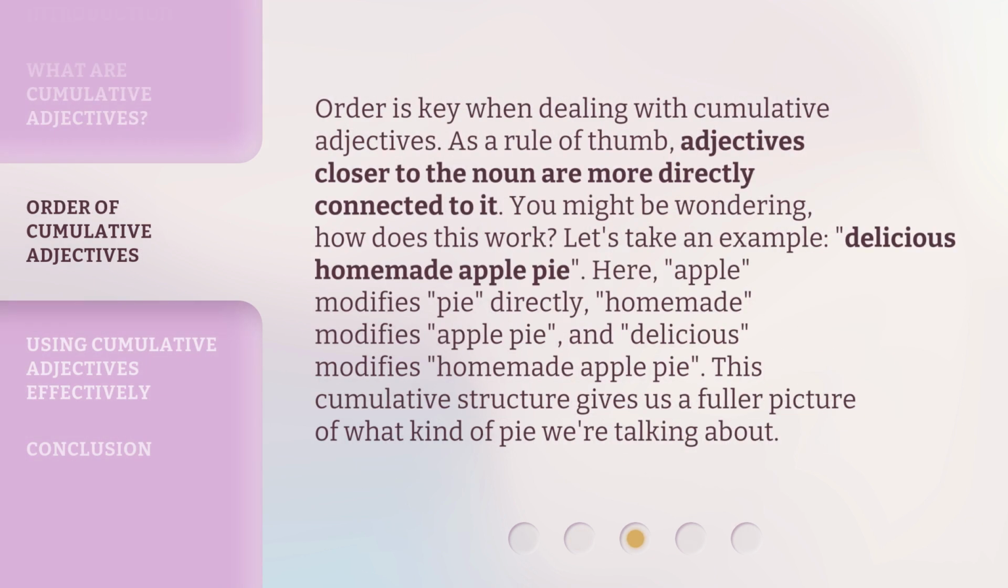Order is key when dealing with cumulative adjectives. As a rule of thumb, adjectives closer to the noun are more directly connected to it. You might be wondering, how does this work? Let's take an example. Delicious homemade apple pie. Here, apple modifies pie directly, homemade modifies apple pie, and delicious modifies homemade apple pie. This cumulative structure gives us a fuller picture of what kind of pie we're talking about.